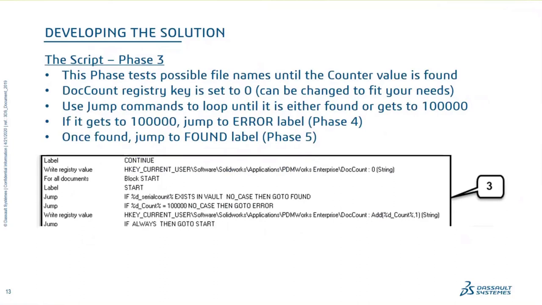Phase 3. This one is going to test possible file names for a counter until it is found. Once phase 2 is done, it goes straight on to phase 3. It doesn't jump anywhere. It just continues on to phase 3. So the first thing it's going to do is, this is the label, and then we're going to create dot count and set it to 0. And this is a registry key. So we're setting that registry key to 0.